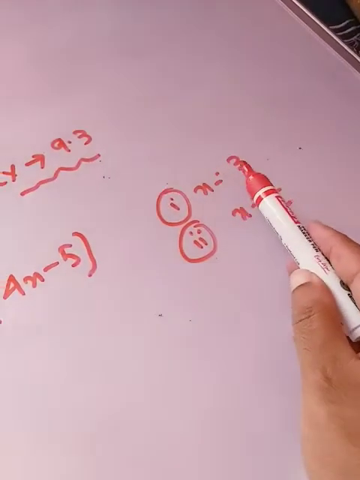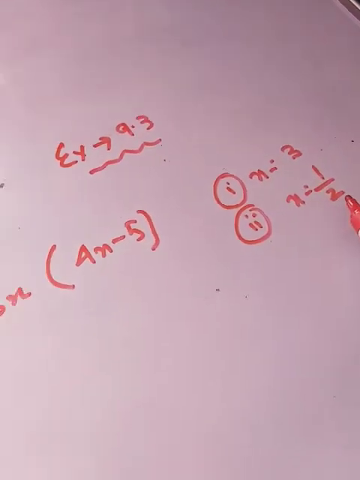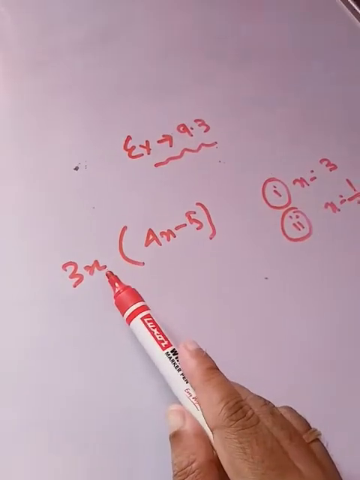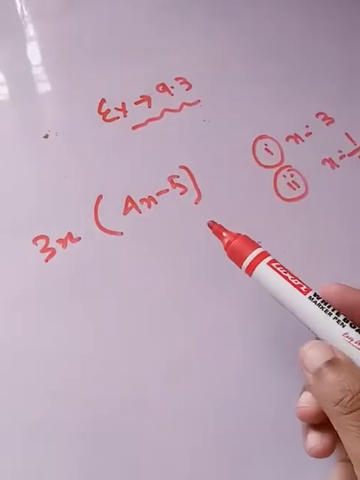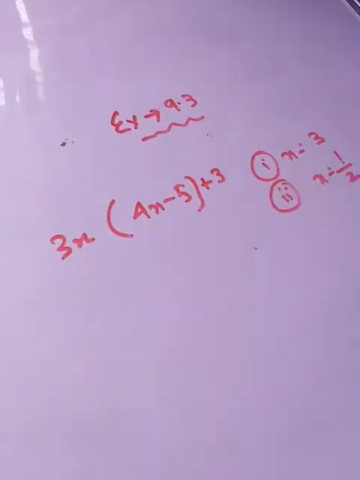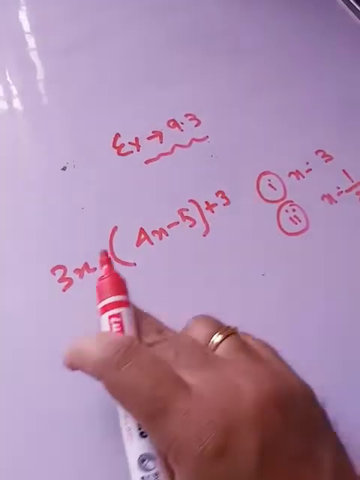That is x equals 3 and x equals 1 by 2. Okay. Now the first thing that they have asked is that we have to simplify this part. I think I have written the incomplete question. This will be plus 3. Yes. Now this is the question and we have to simplify this.